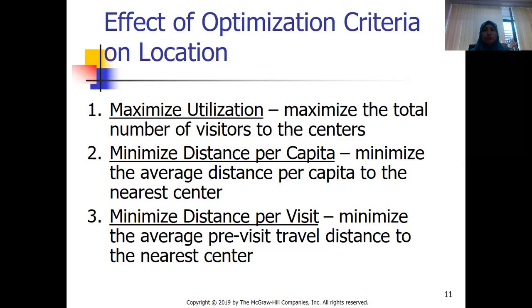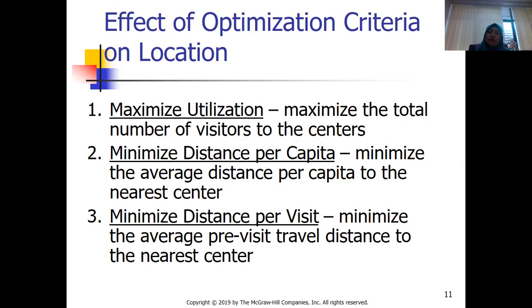The effect of optimization criteria on location. Basically, when you have the optimization criteria done by the organization, it helps to maximize utilization, looking at maximizing the number of visitors to the center or to the firm. From there you know how many potential visitors are going to come to your firm. And then minimize distance per capita. After you have done the optimization on location, you are able to minimize the average distance per capita to the nearest center.